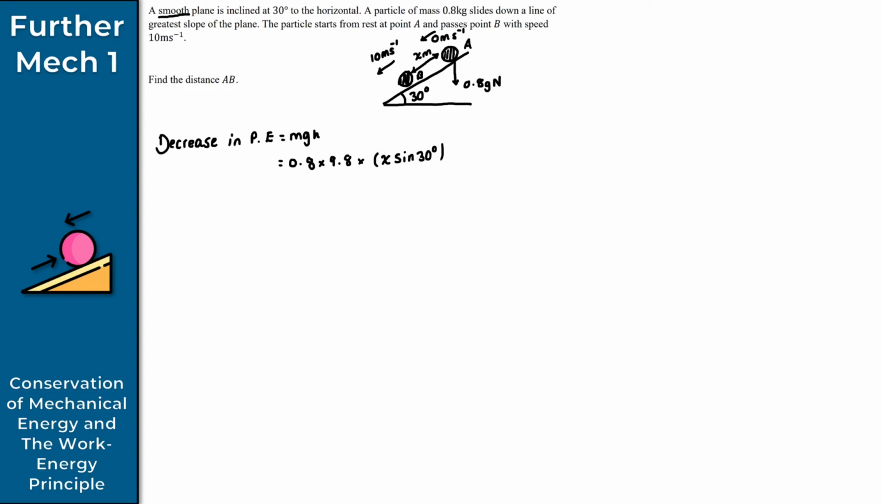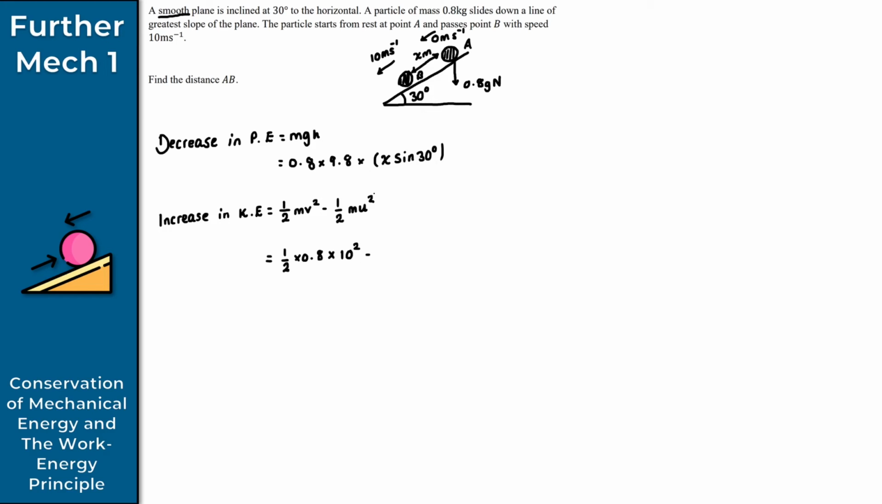Now what I also want to account for here is the increase in kinetic energy, right? We have the increase in kinetic energy, K.E. Okay, so for the increase in kinetic energy, that is given as a half mv squared minus a half mu squared. So we just put that all together here. I get a half times m, which is 0.8, times v squared. So v here is 10, our final speed, right? We times that by 10 squared.